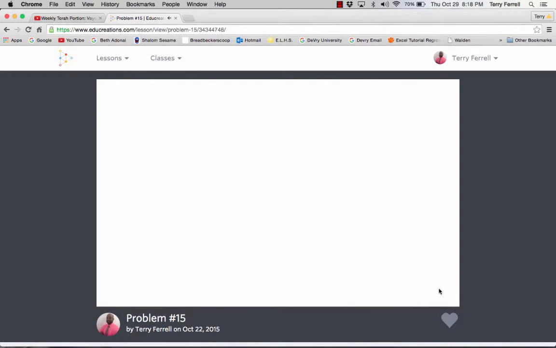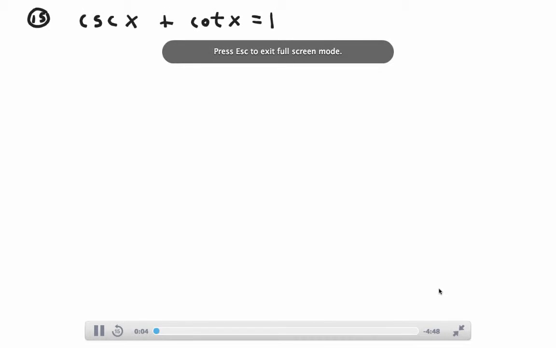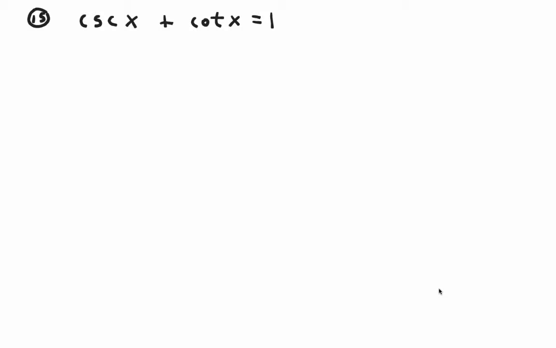Okay, let's solve this one. This one we're gonna use some identities again. What I would do is replace cosecant x with 1 over sine x. I'm trying to get everything in terms of sine and cosine. And cotangent x is simply cosine of x over sine x.